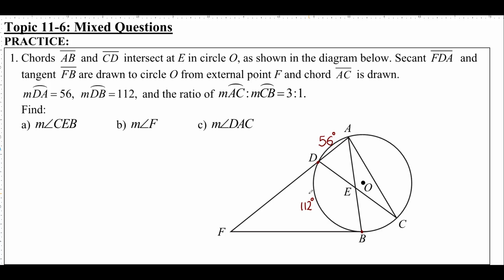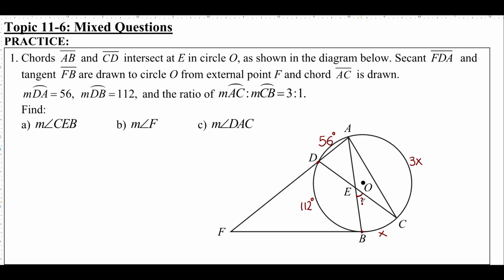And the ratio of the two arcs, AC and CB, you can write down this is 3x, then the other one is 1x. That is 3 to 1, but we definitely need to find the value of x. Now let's find the measure of angle CEB, this angle.